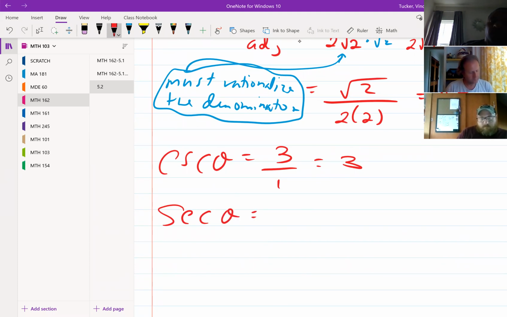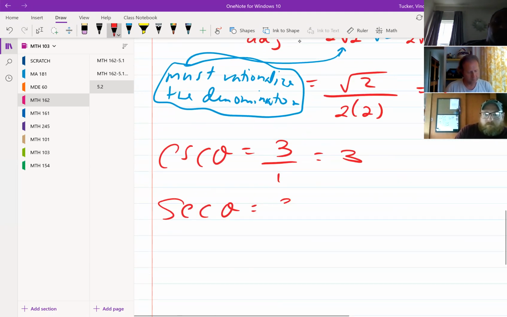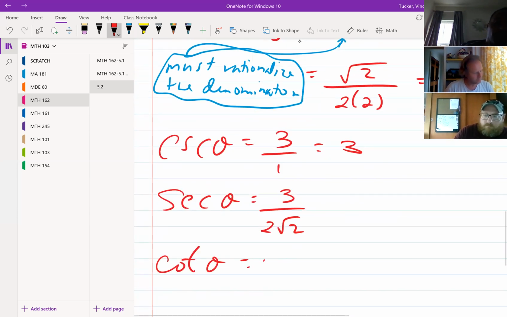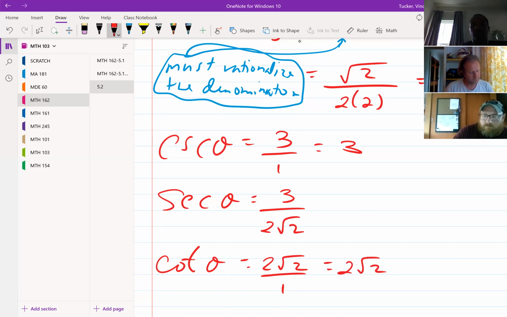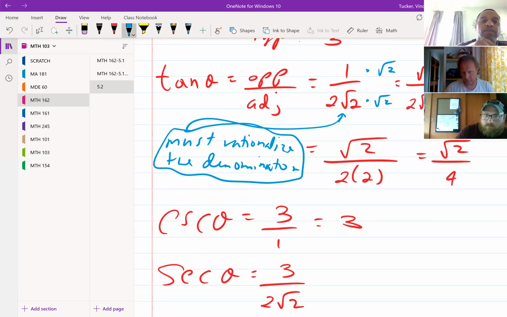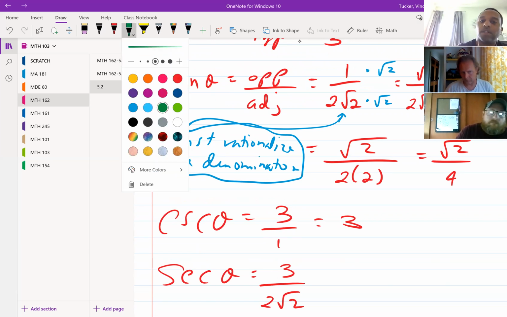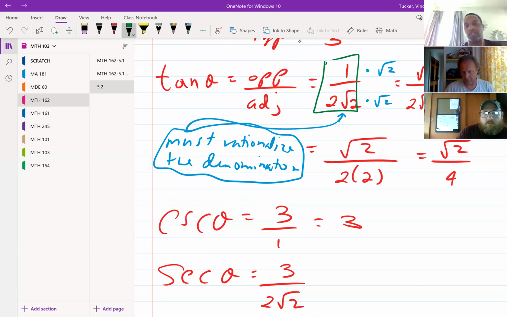Secant theta is going to be 3 over 2 square root of 2. Cotangent theta is going to be 2 square root of 2 over 1. And notice when it comes to cotangent and tangent, I flipped this one just before I rationalized the denominator so that I wouldn't have to re-rationalize the denominator again. It'll just take me back to what I have up there now.